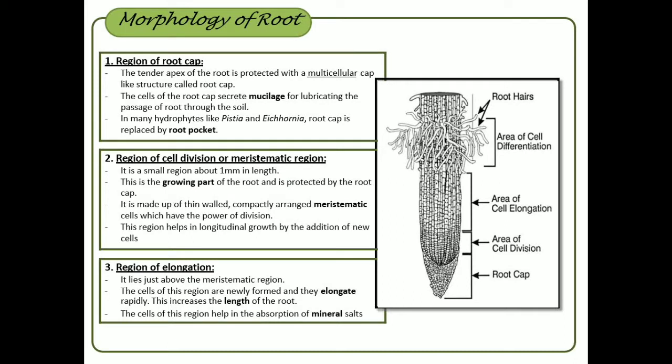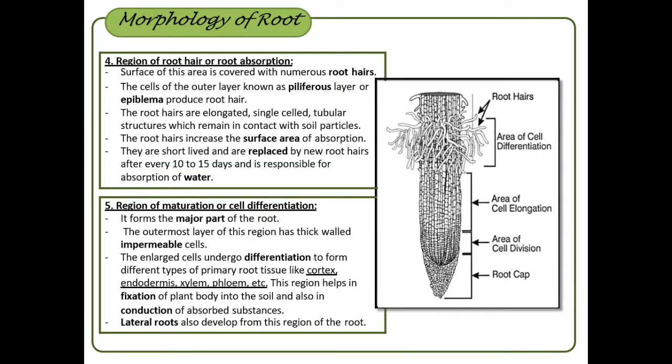They divide repeatedly. The cells proximal to this region undergo rapid elongation and enlargement and are responsible for the growth of the root in length. This region is called the region of elongation. The cells of the elongation zone gradually differentiate and mature. Hence, this zone, proximal to the region of elongation, is called the region of maturation.